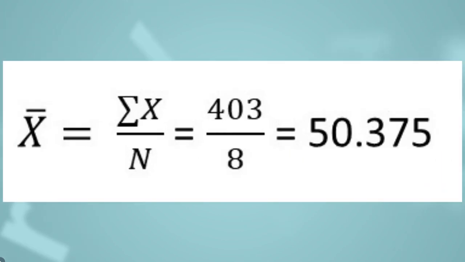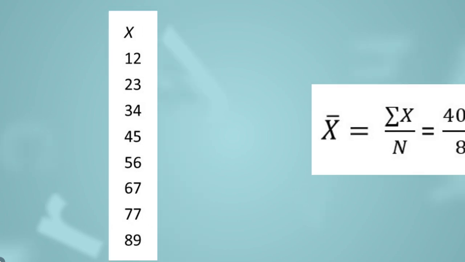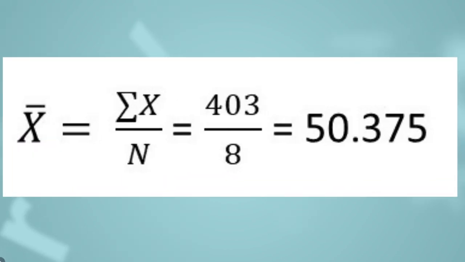Here we will see the mean computed on a simple frequency distribution. We have 8 subjects, 8 values for x, each occurring one time, which means that the total number of subjects will be 8. We add together the values of x from 12 to 89. The sum will be 403. That is the sum of x. Now we divide 403 by 8, the total number of subjects, and our mean becomes 50.375.